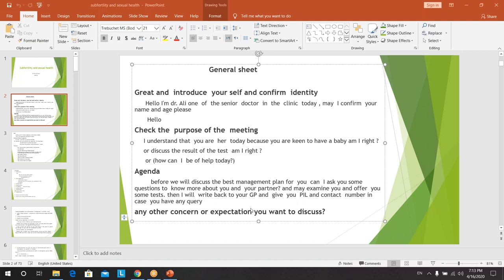Okay, this is to put the agenda, to show the examiner how you will go during the session, and how you are systematic. If you forget, or the time does not allow you at the end to mention the contact number, writing back to the GP, or the patient information leaflet, you have already mentioned that. So by putting the agenda, you are safe if the time does not allow you to mention any of these points. Any other expectation or concern? She will say no. Okay.